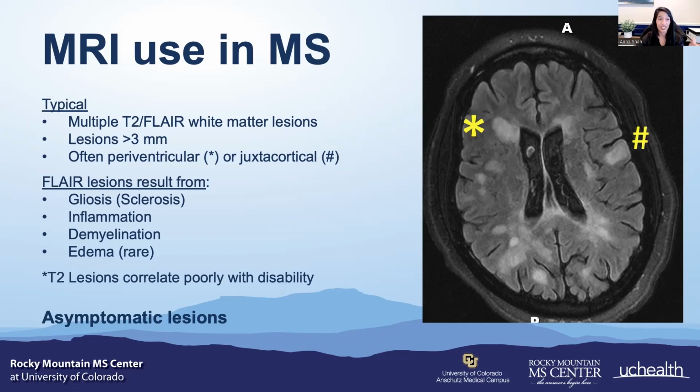These T2 FLAIR lesions can happen from the actual scarring from MS, they can happen from inflammation, or they can happen from the demyelination itself. Now, there is not any correlation between how many of these lesions someone has and their disability status. So when we think about common questions that patients ask us as neurologists, and probably ask their primary care providers as well, it is: how many lesions do I have? Does having more lesions mean that I'm going to do worse? And the answer to that is not really.